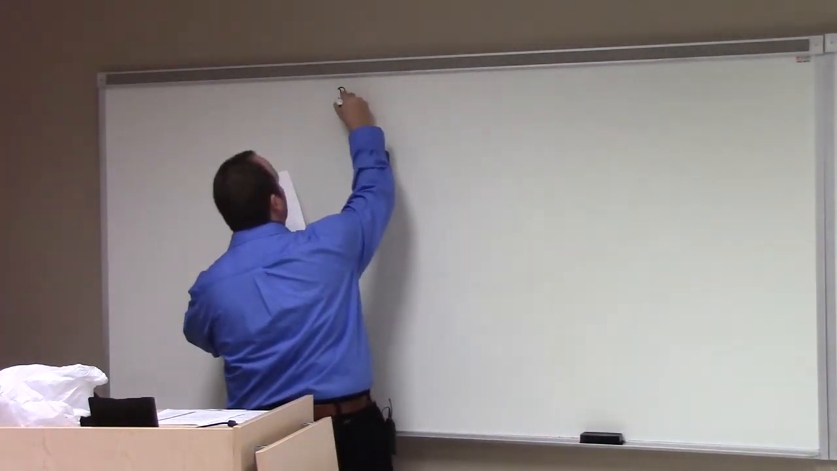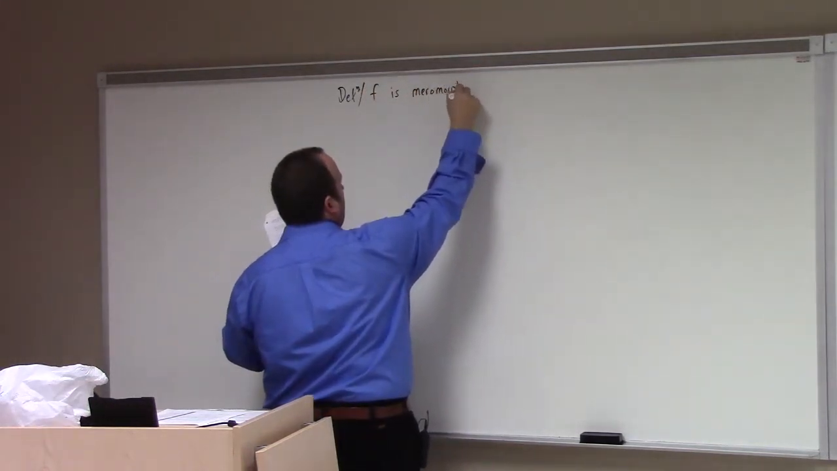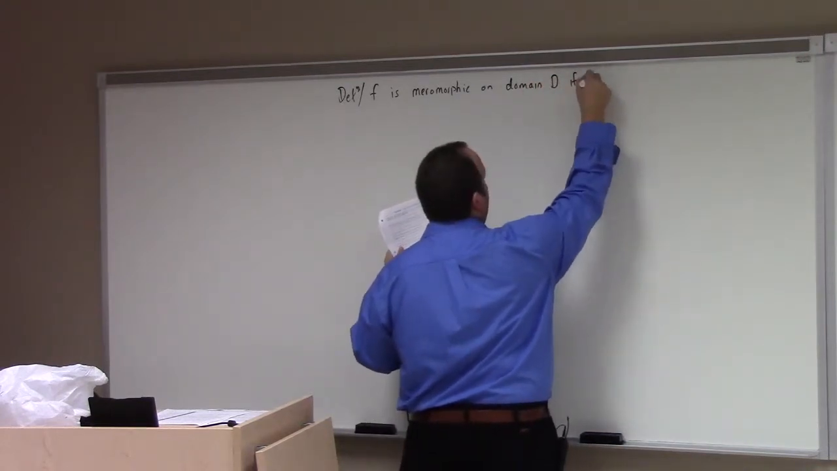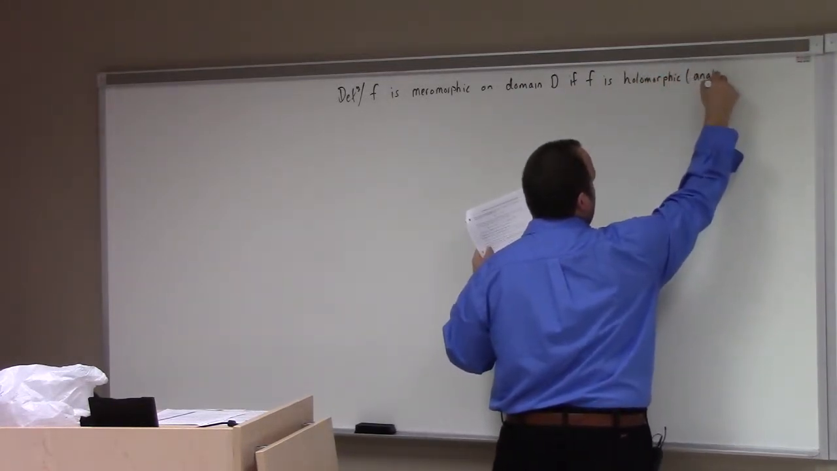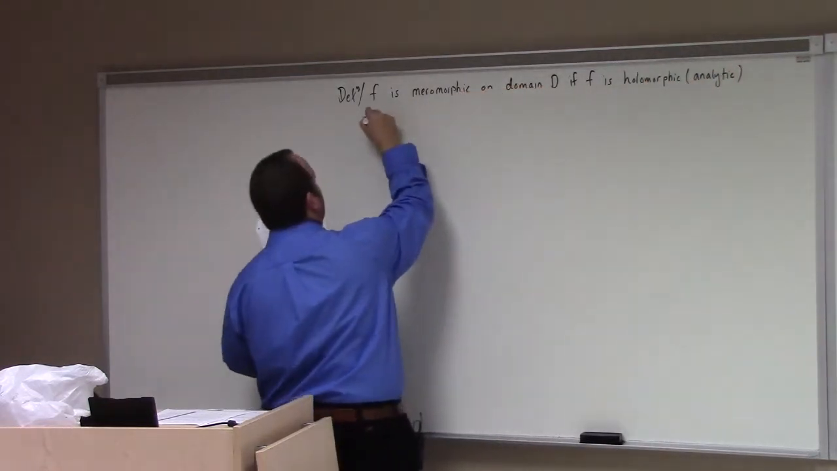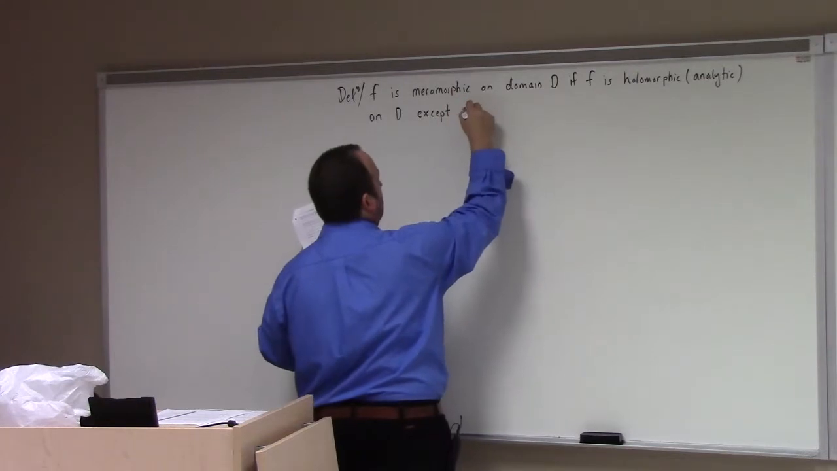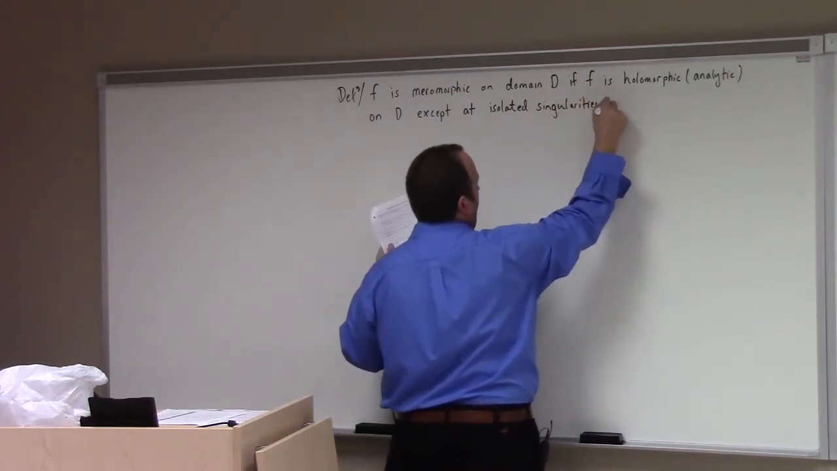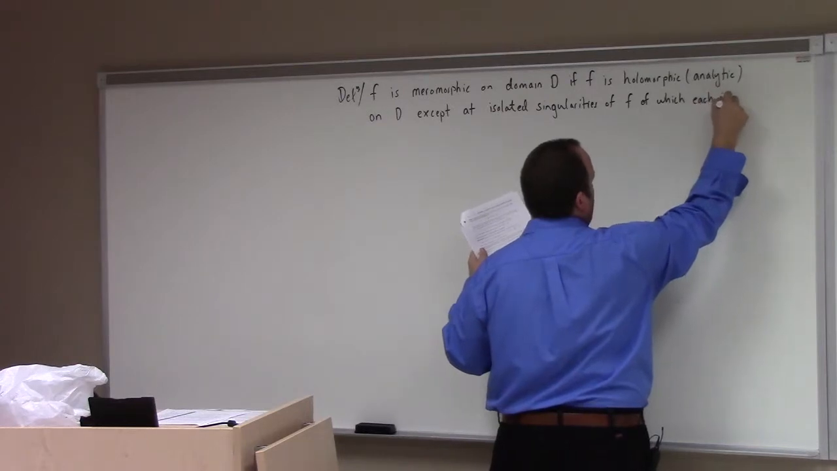What's a meromorphic function? F is meromorphic on domain D if F is holomorphic, or you could say analytic, on D, except at isolated singularities of F, of which each is a pole.